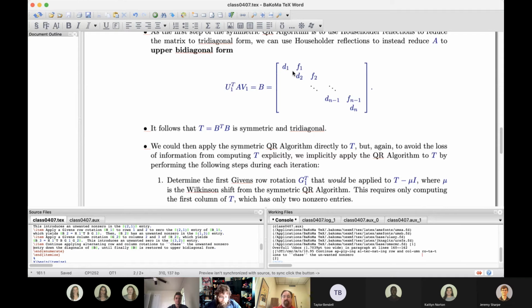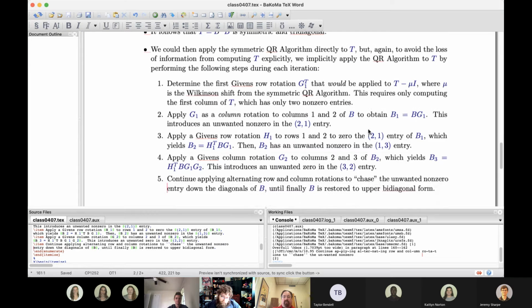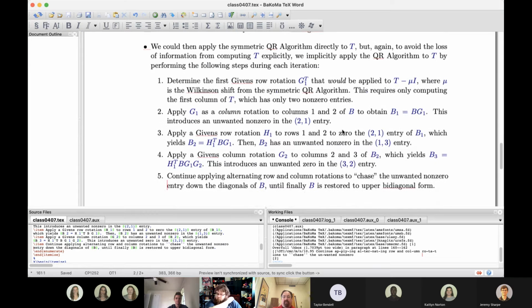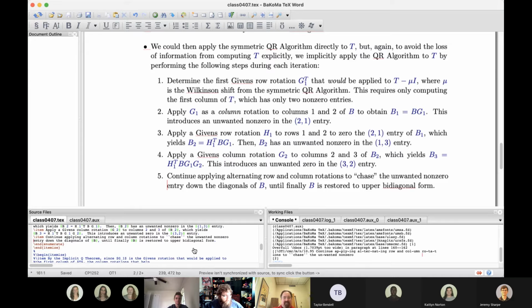Eventually, what you can do with these rotations is you chase it out the right side, to the lower right. So once you get all the way to the end of the matrix, the unwanted nonzero entry is gone, and B is upper bidiagonal once again. Okay. So it's kind of a weird process.